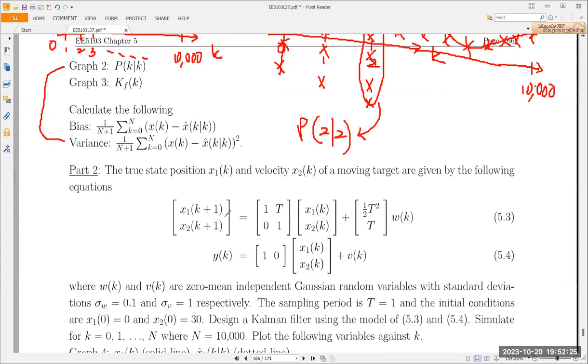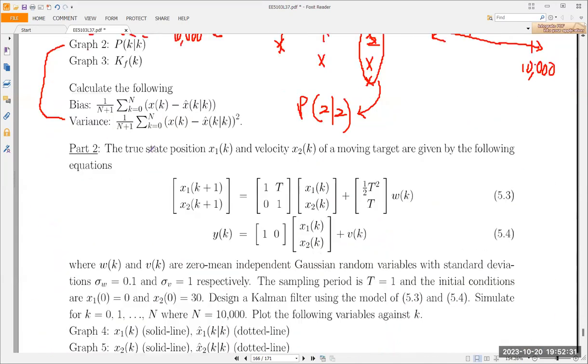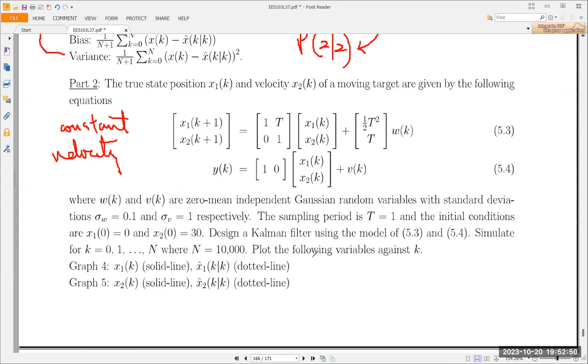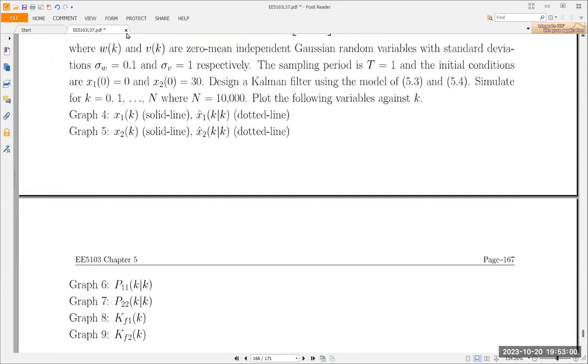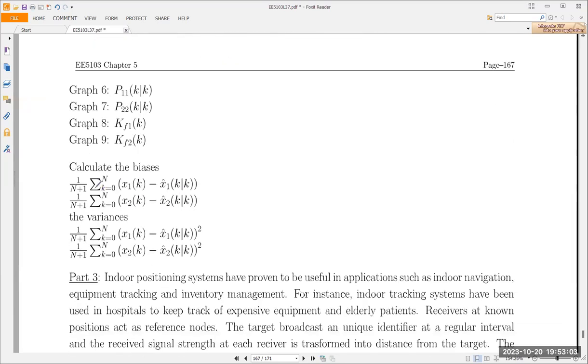Part 2, same as part 1, except that in part 1, I give you a constant position. Part 2, I give you a constant velocity model. Again, it's easy. The railman is walking with a constant velocity. Your Kalman filter also uses the same model. So your Kalman filter captures the railman. No problem. So after that, you go and do your graphs 4, 5, 6, 7, 8, 9, calculate all this. So everything is very easy. It's exactly the same.